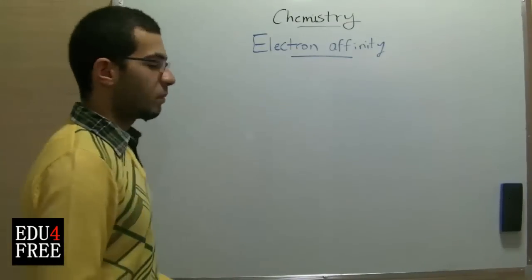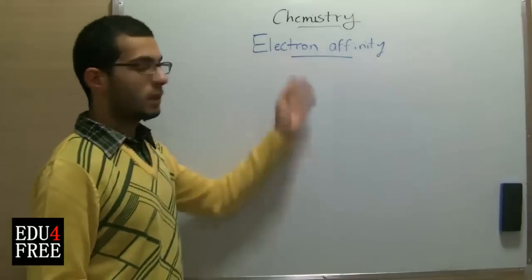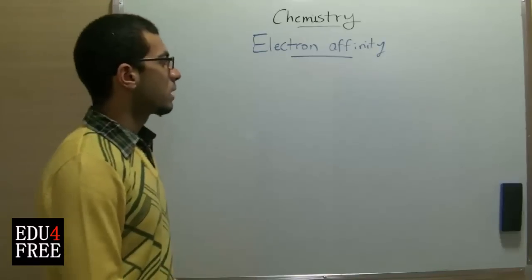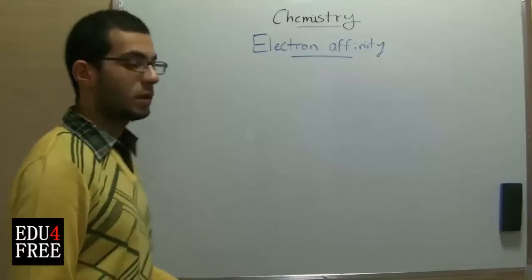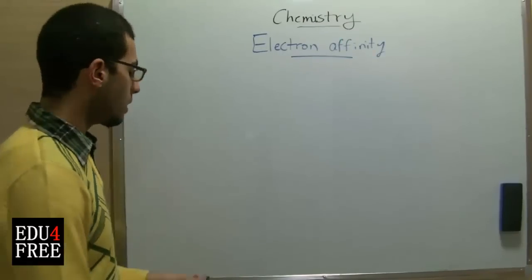Today we'll talk about another property which is called electron affinity. The last time we talked about ionization potential. Today the electron affinity is the opposite of the ionization potential. So electron affinity is the amount of heat released when an electron is added to a neutral gaseous atom.